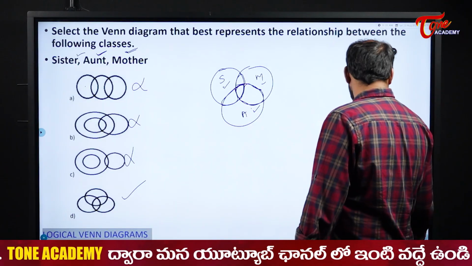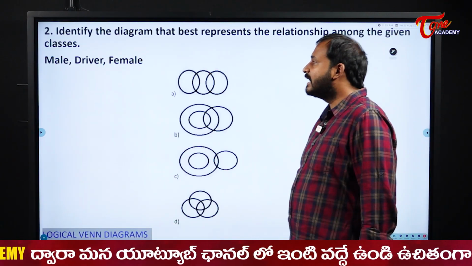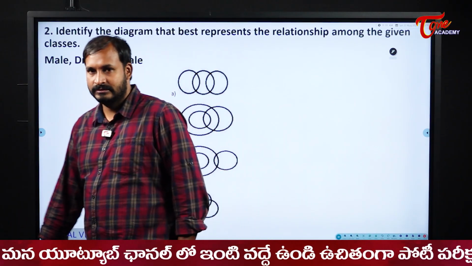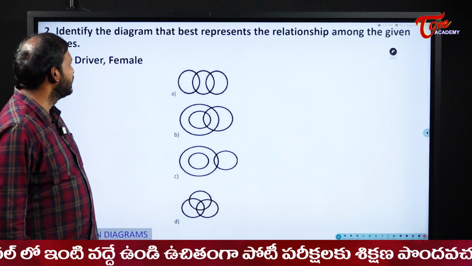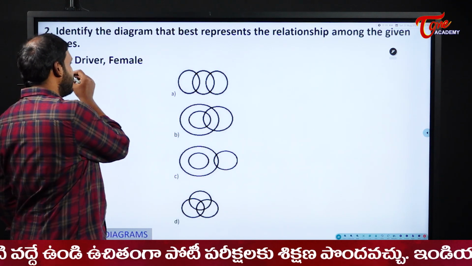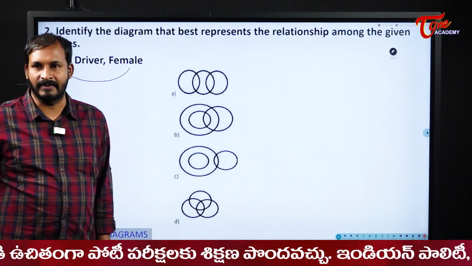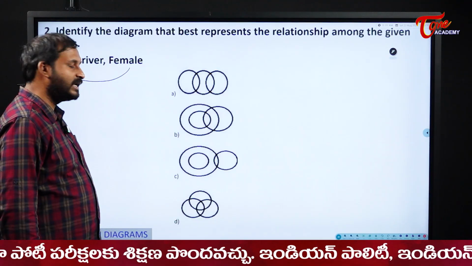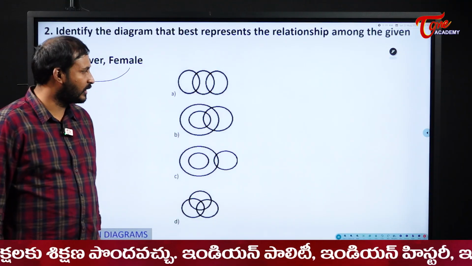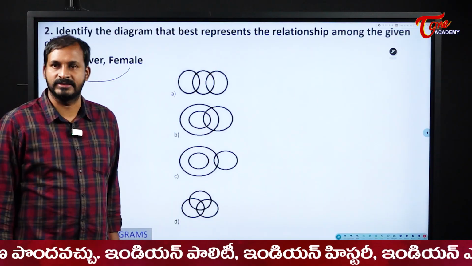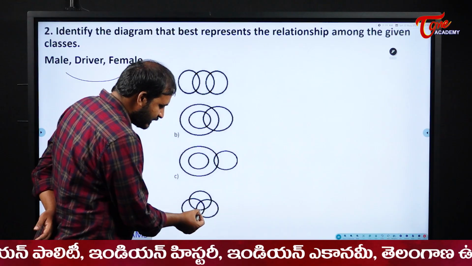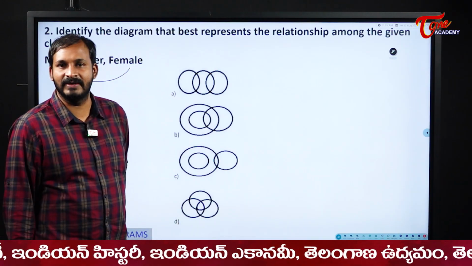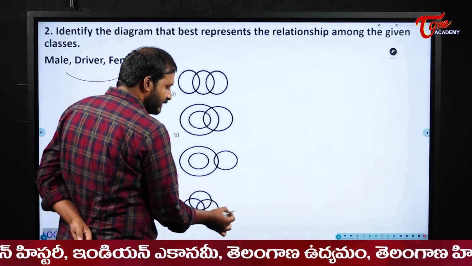Next, see the next one. Male, driver and female. Now please see here, students. Can there be male and female together? General case I am asking. Can there be male and female together? No, not at all, sir. It is not at all possible. So that means, please see this one. Here all the three intersection is there. That means male and female are intersecting. So this one is deleted by default.